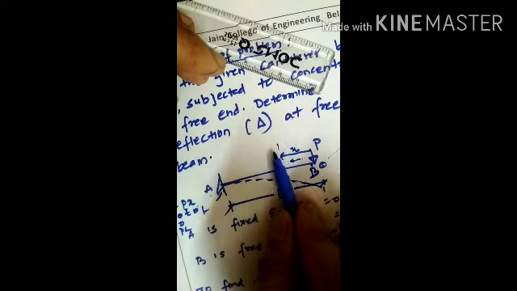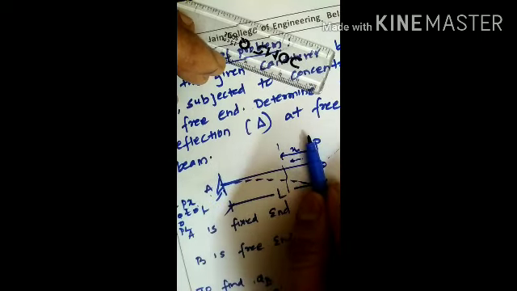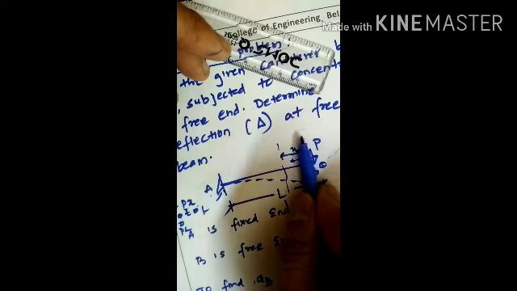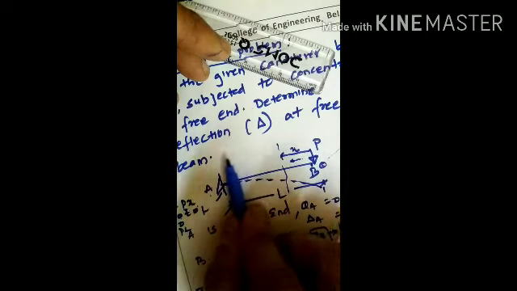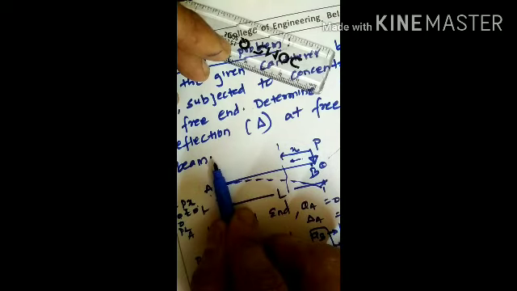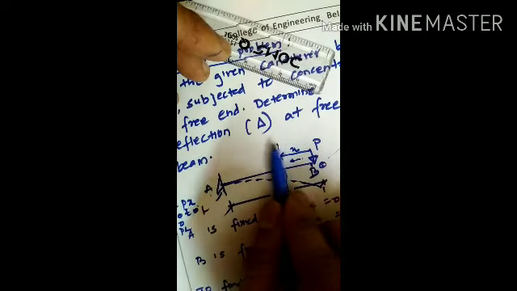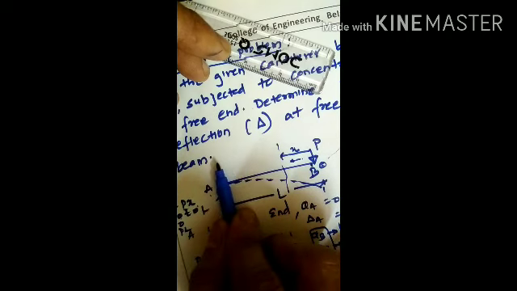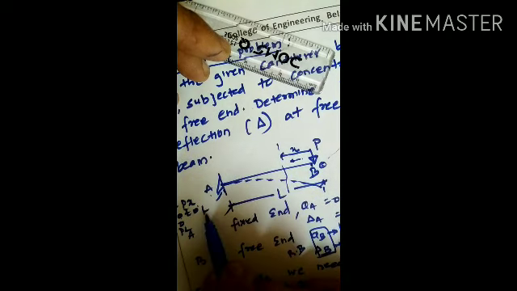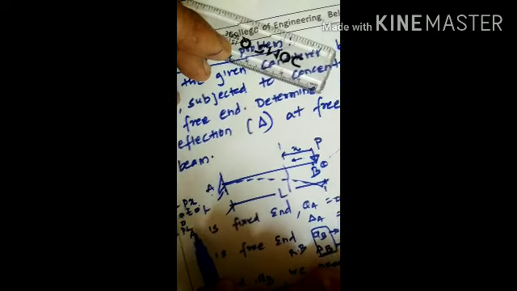When I mention x to be 0, I will be at point B. If I go on increasing the distance of x, ultimately I will reach A. So when I reach A, the total distance traversed by x will be L. So when I mention x to be L, I will be calculating the moment at A, which will be P into L.